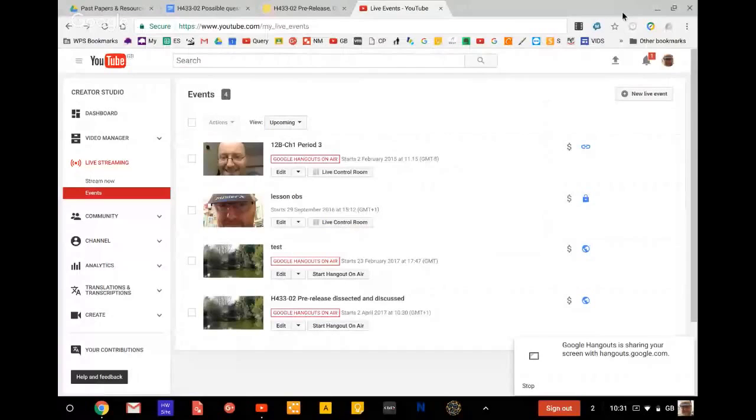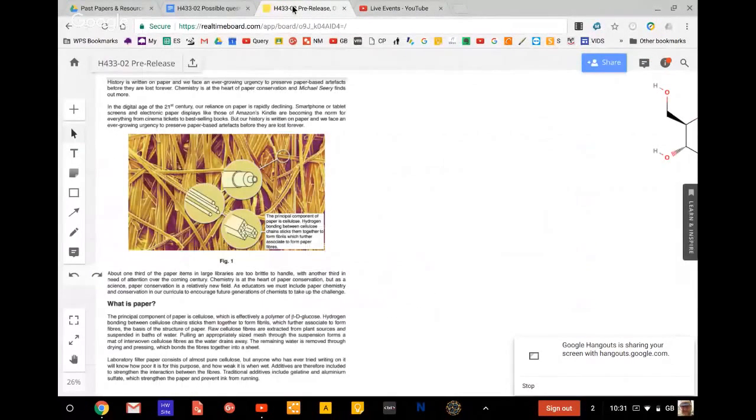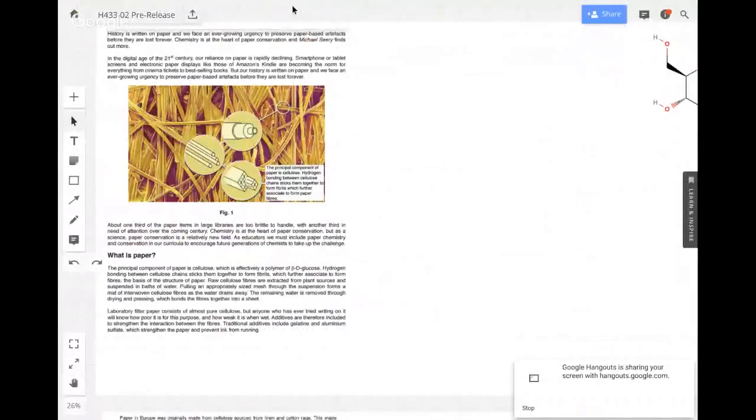So what I'm going to do is attempt to do a bit of screen sharing, and then you can watch what I'm doing. Okay, so what we want is this thing, and we're going to go full screen.